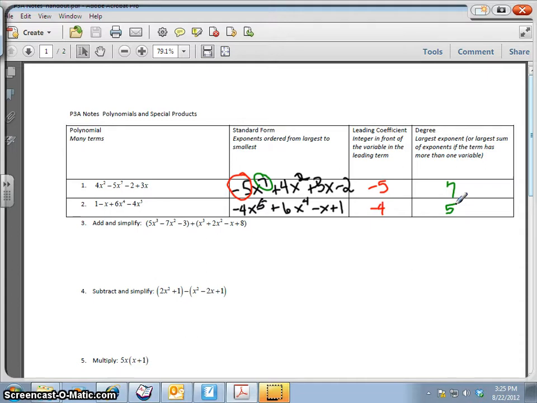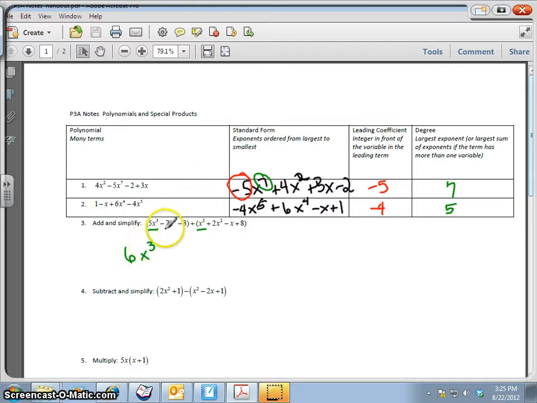Next we're going to take two polynomials and add them together. The key here is that you need to add like terms, and in order for two terms to be alike, they have to have the same variable with the same degree. So 5x cubed and 1x cubed can be added together to give you 6x cubed.